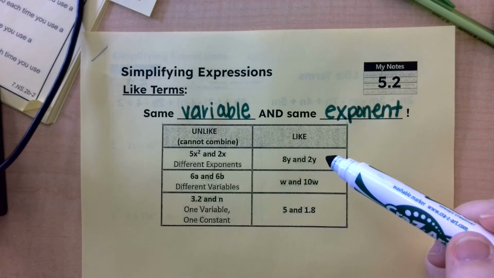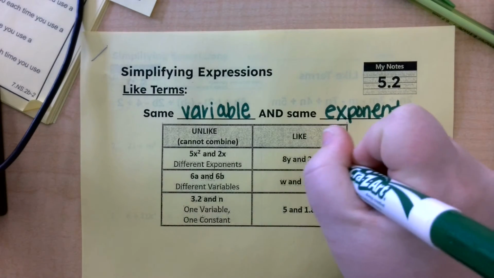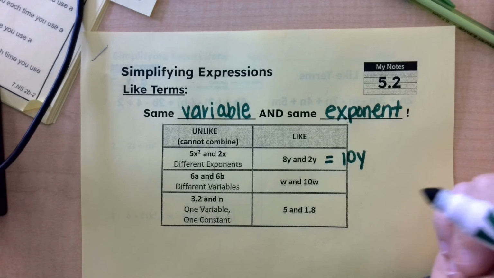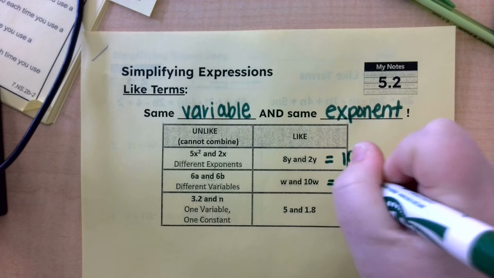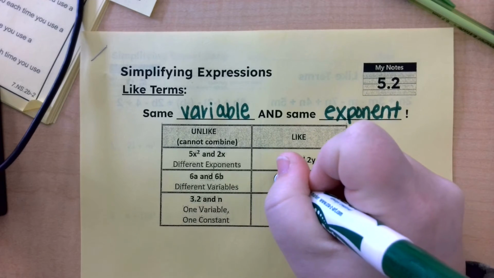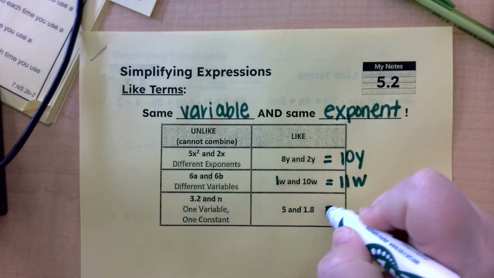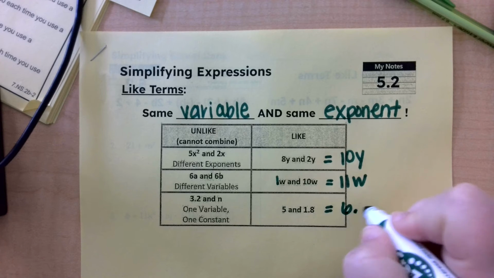But some things we can combine. If we have an 8y and a 2y, that equals 10y. W and 10w equals 11w, because remember that w has an imaginary 1 in front of it. And then finally 5 and 1.8, if I add them together, it becomes 6.8.